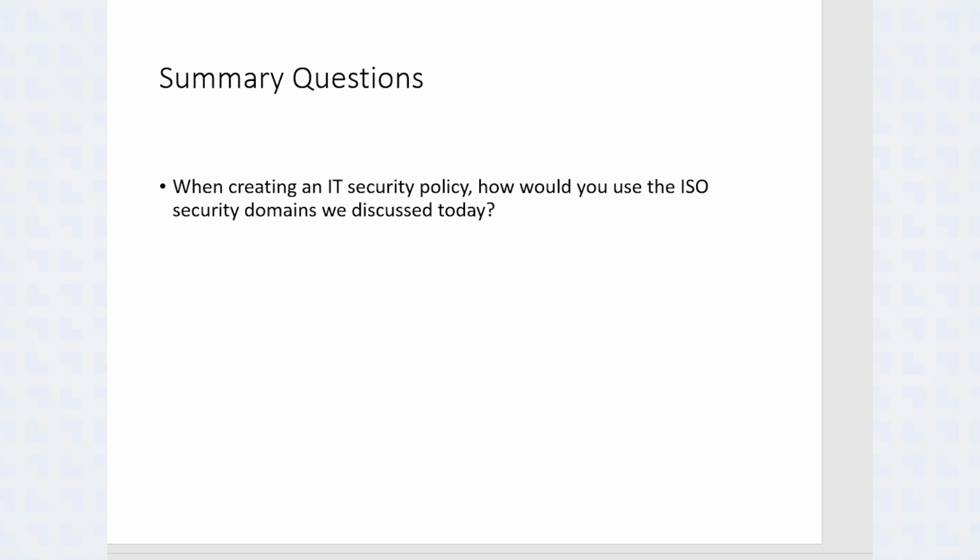So as a summary question and by way of conclusion, what you need to think about after listening to this and coming to the lecture is, when creating an information security policy, how would you use the ISO security domains that we've discussed? You need to think about that and be able to articulate why the ISO framework is important and how you're going to use it, adapt it, apply it, and implement it in an organization.